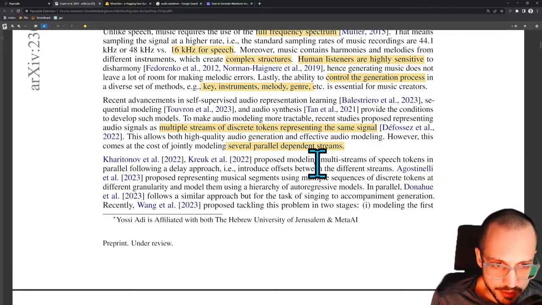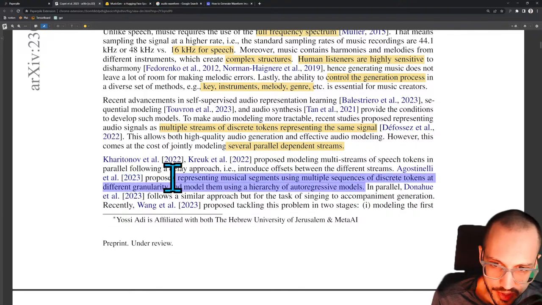Propose modeling multi-streams of speech tokens in parallel following a delay approach, introducing offsets between the different streams. Propose representing musical segments using multiple sequences of discrete tokens at different granularity, and then model them using a hierarchy of autoregressive models. This might literally be the paper that we read. This sounds very, very familiar.